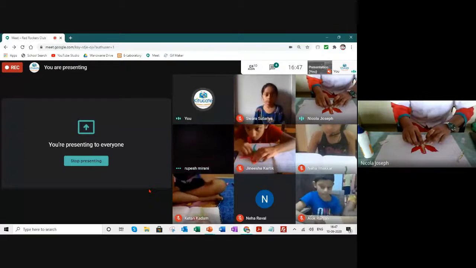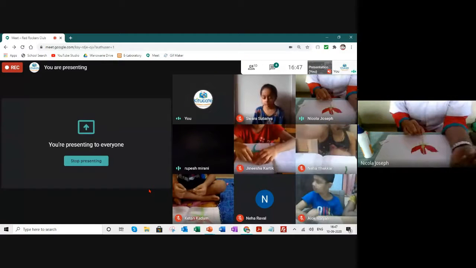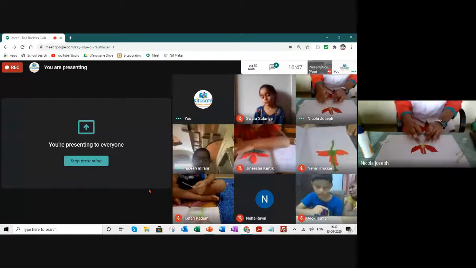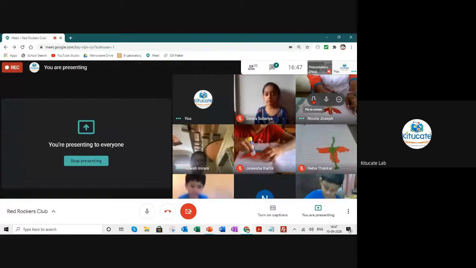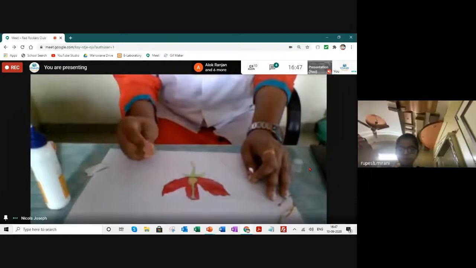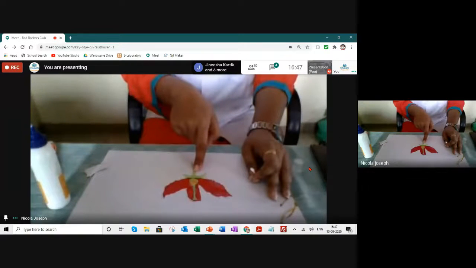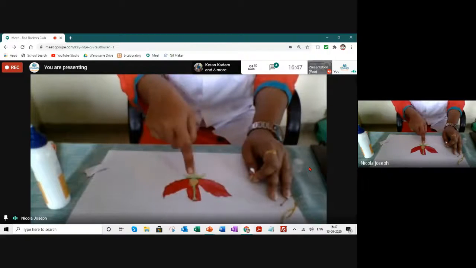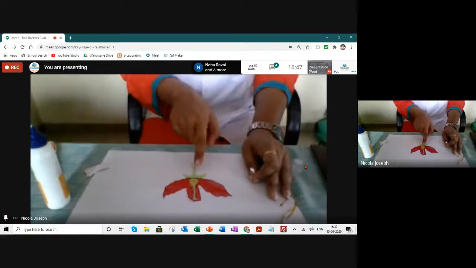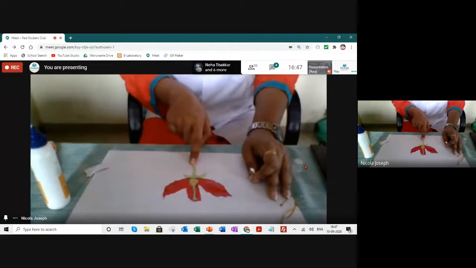You all have to put the pistil on top, like above the sepal. See, like this. This is the sepal. Can you see? And on top of that, above that, you will paste the pistil. This is a pistil. And this is a sepal.